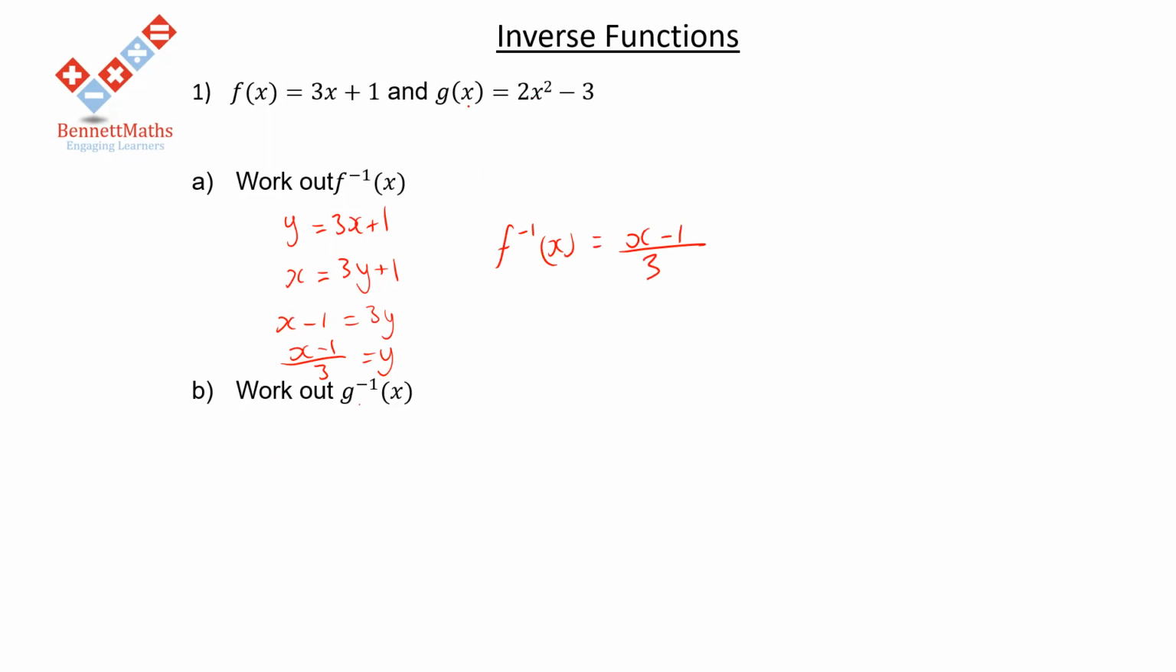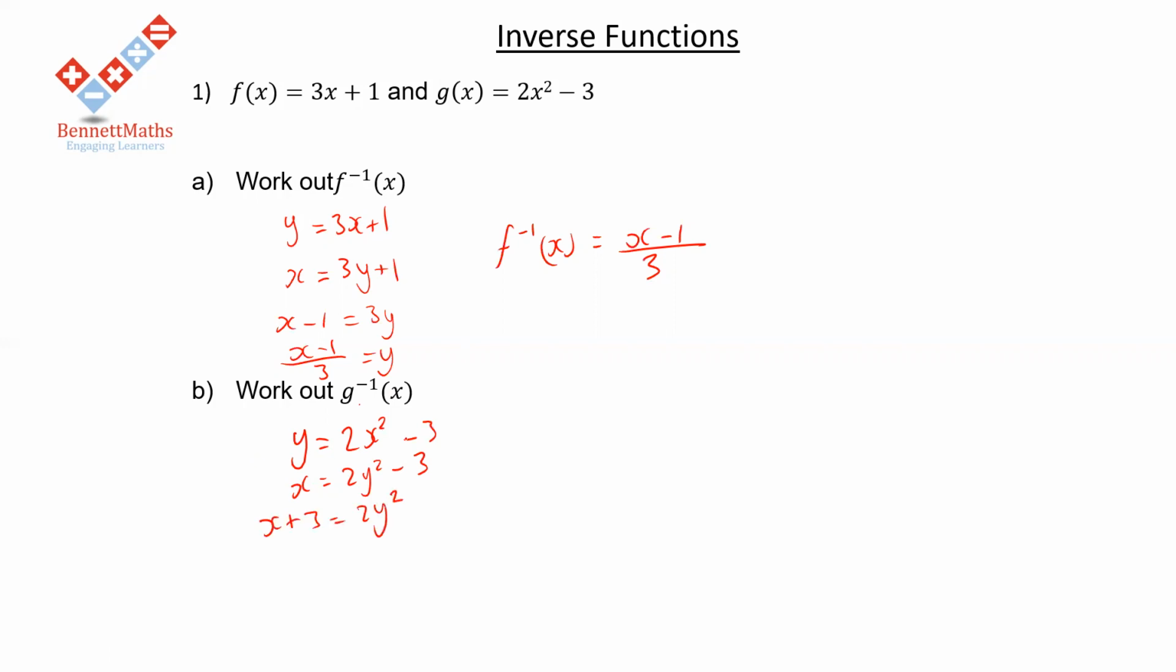For b, this time we're focusing on the g(x) function. So we can write y is equal to 2x squared minus 3. And this time we're going to swap the x and the y's over again. And we're going to rearrange to make y the subject. So we're going to add 3 to both sides.